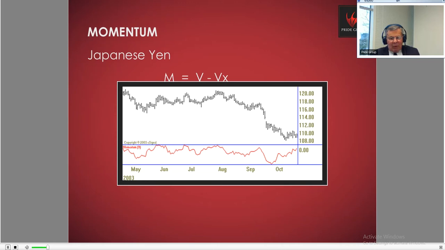Okay, momentum equals V minus Vx, where V is the latest closing price in any market, in this case the Japanese yen. Vx is the closing price X days earlier, might be 10 days earlier. So the momentum is simply the difference between those two prices.